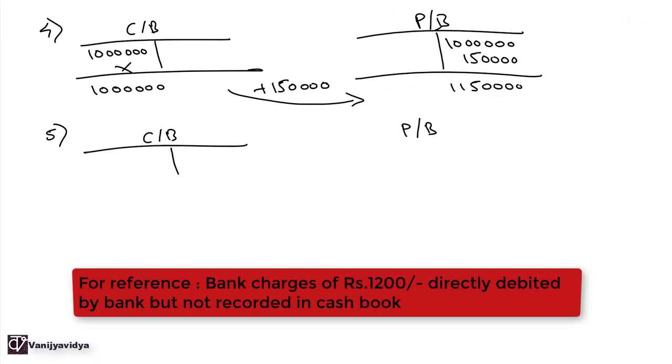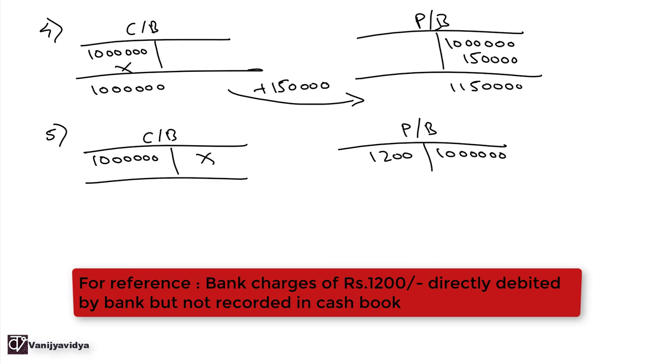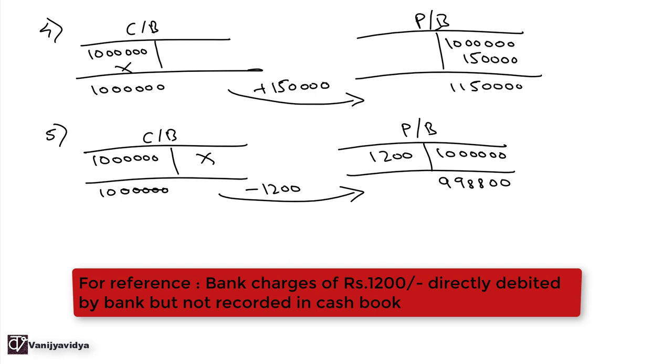5th, cash book, passbook. 10 lakhs as per cash book, 10 lakhs as per passbook. Bank charges are debited in the passbook. So 1200 in the passbook, no entry in the cash book. So balance as per cash book is 10 lakhs. Balance as per passbook is 9,98,800. Now we are moving from cash book to passbook. So we have to reduce 1200 in the bank reconciliation statement.